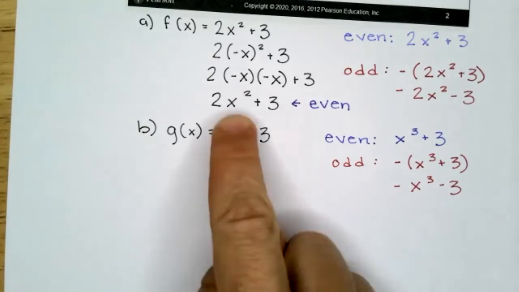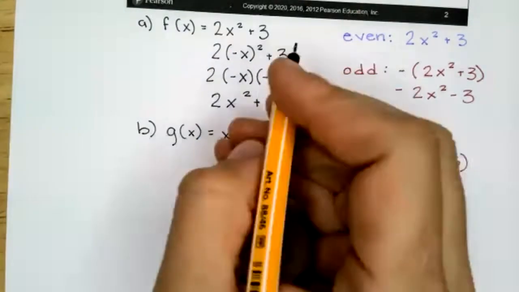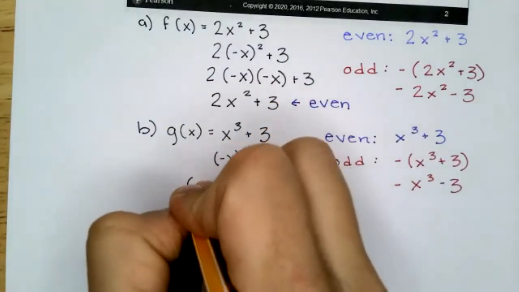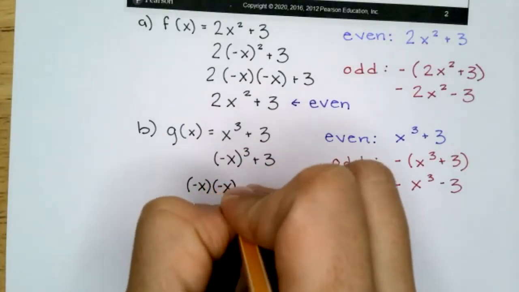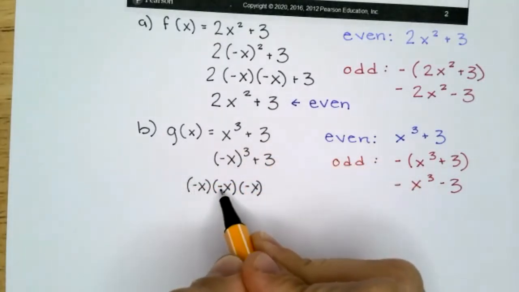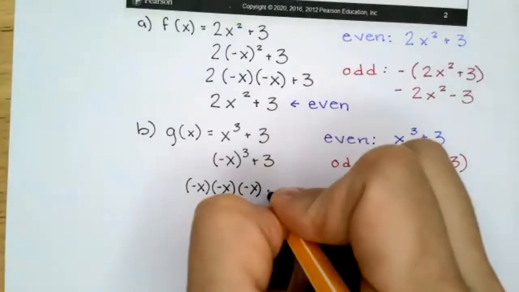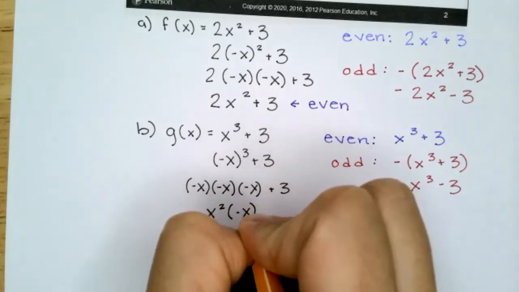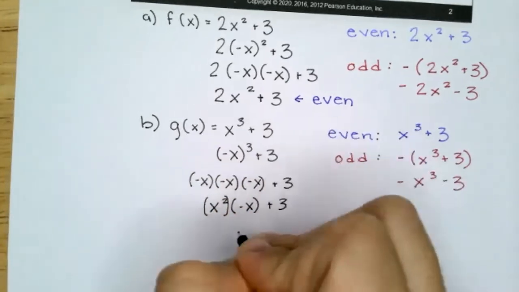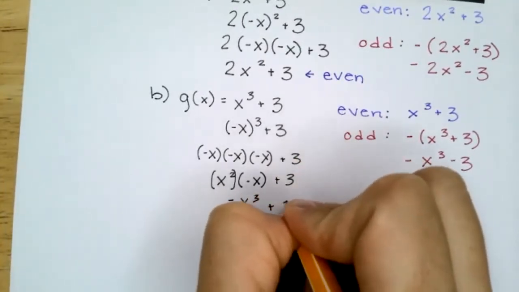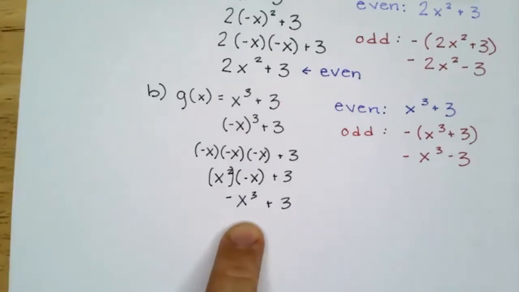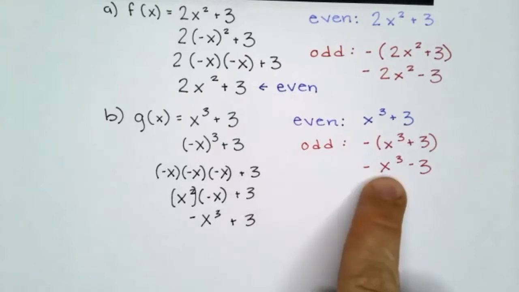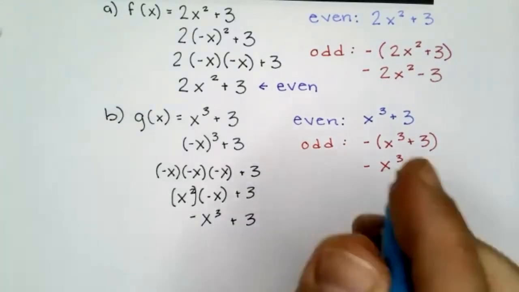Good. So you take your original, switch in a negative x for the x. So now it's negative x cubed plus 3. Negative x cubed, remember, means negative x times negative x times negative x. A negative times a negative becomes a positive, but a positive times a negative becomes a negative again. So that's x squared times negative x plus 3, which is negative x cubed plus 3. Good. That does not look like the even graph, and it does not look like the odd graph, so we have to say that this is neither.